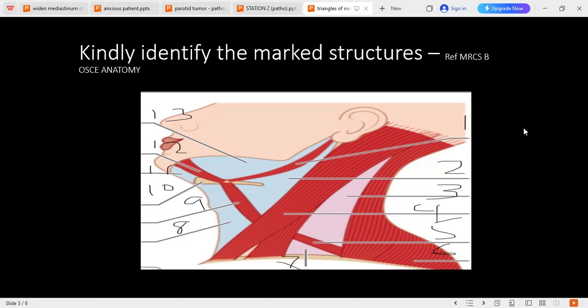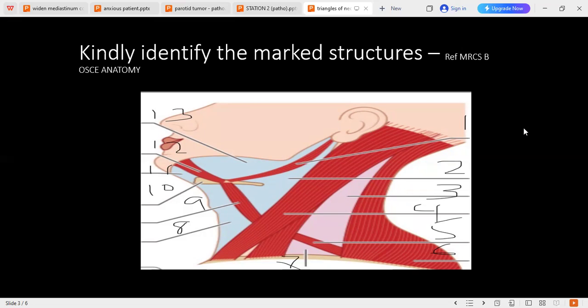Triangles of the neck can be classified into anterior and posterior triangle. Broadly, the anterior triangle can be further divided into four subtriangles: submental triangle, muscular triangle and carotid triangle, and there is a fourth.